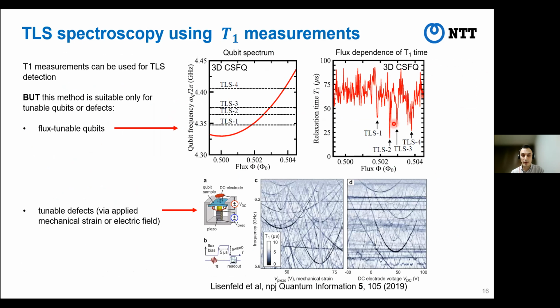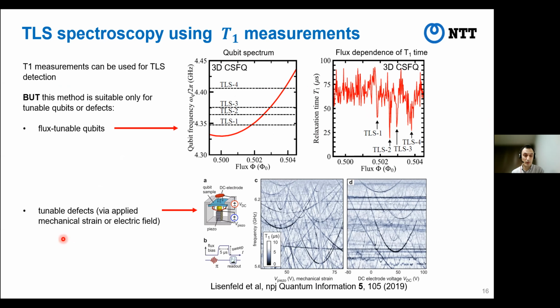I should say that one can use T1 measurements for TLS spectroscopy, but the problem with this method is that it can be applied only to a tunable qubit or tunable defect. For example, on the top, I show the spectrum of our qubit and the dependence of its T1 time on the applied magnetic flux. You can see pronounced dips at some flux values. And at those flux values, the qubit was in resonance with the two-level systems.